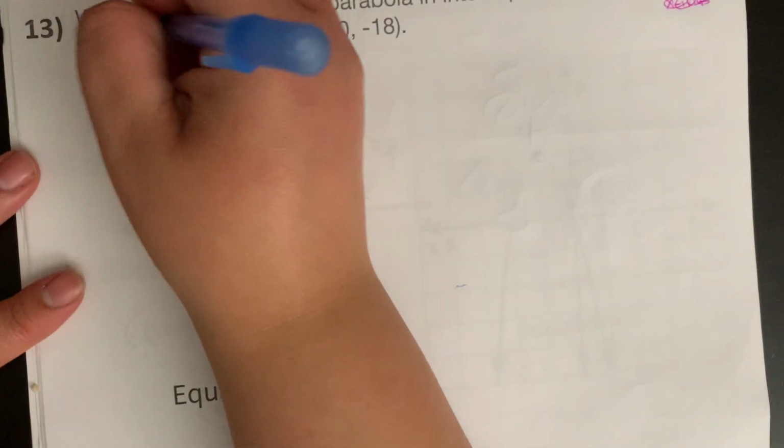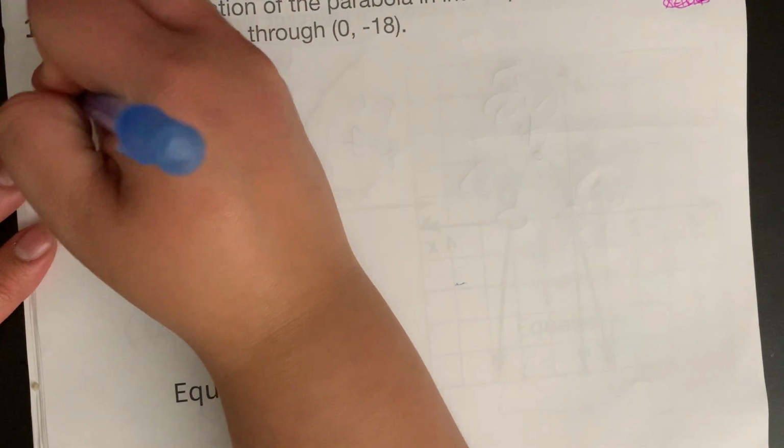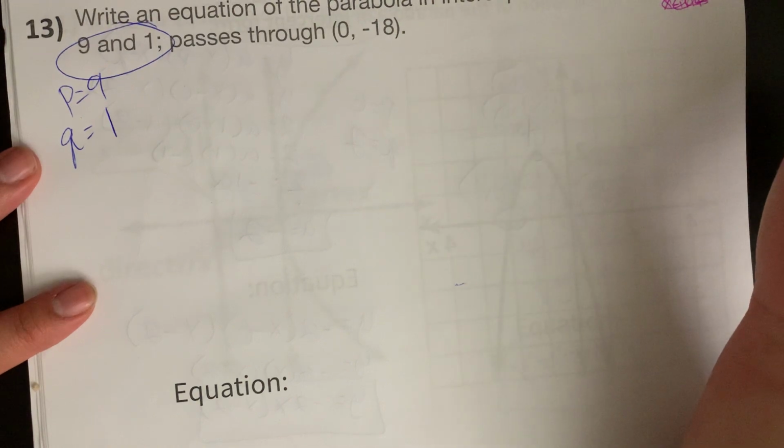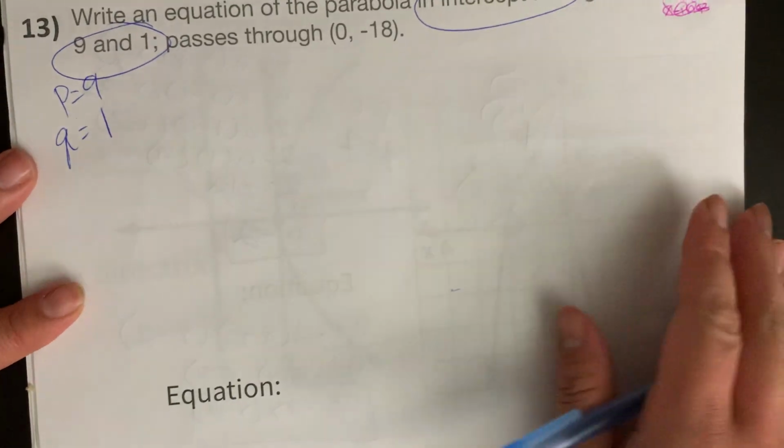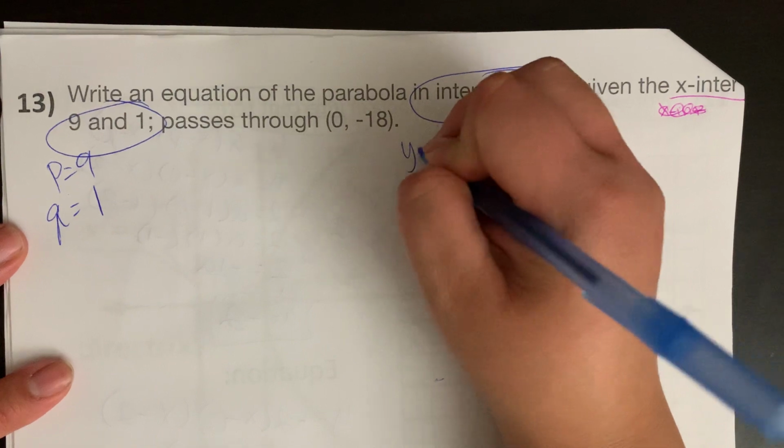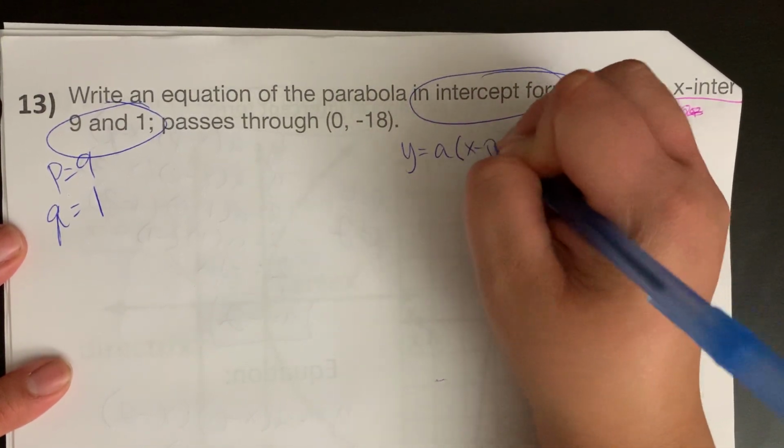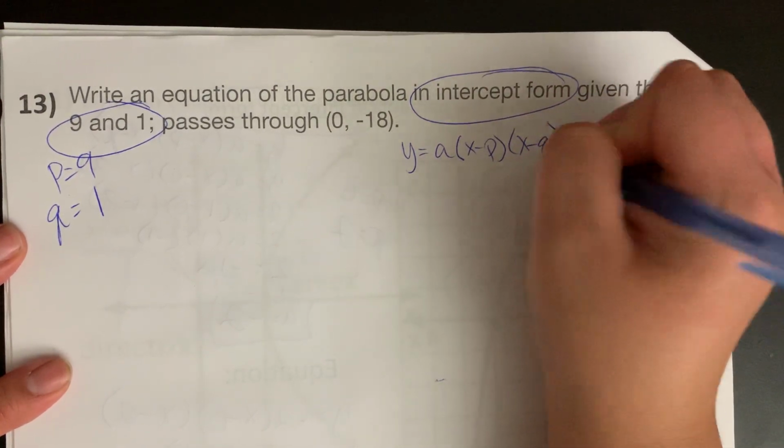13. Write an equation of the parabola in intercept form, given the x-intercepts 9 and 1, passing through (0, -18). Okay, so we know we have the two x-intercepts, 9 and 1. So p equals 9 and q equals 1. I want it in intercept form, so y equals a times (x minus p)(x minus q).